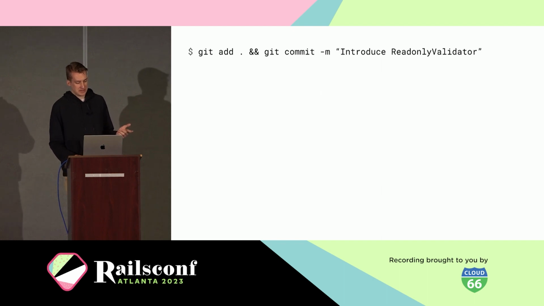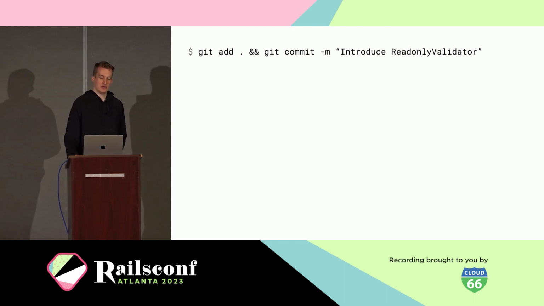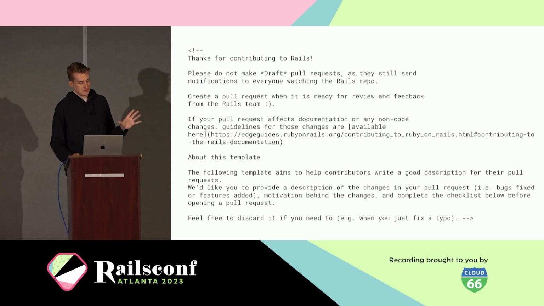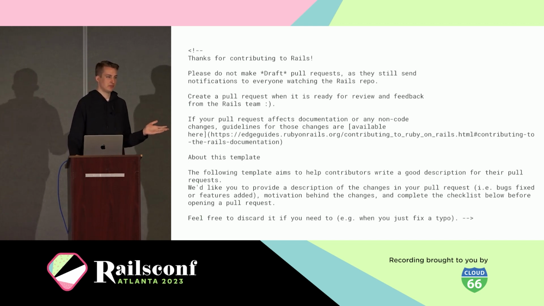Now that the validator is ready, we can go ahead and commit it and open a pull request. When we do that, we'll see this wall of text in the top of the pull request template. For the purpose of this talk, I'm going to skip over it, but you should probably read it if you make a pull request yourself.